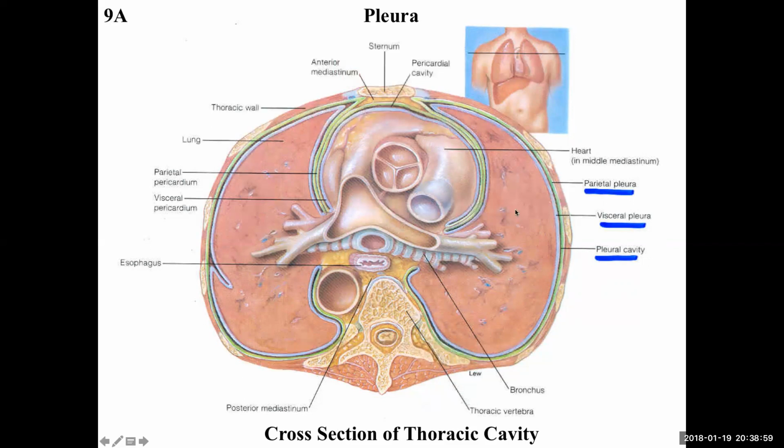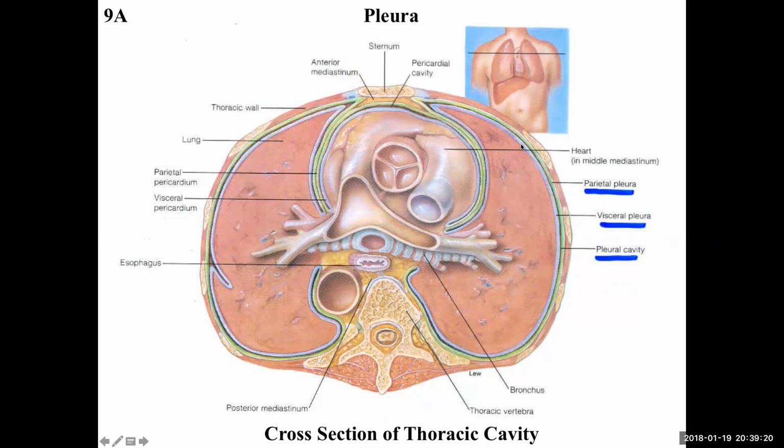This is showing us the pleura, okay? The visceral pleura is the serous membrane that actually adheres to the lung surface, okay? And the parietal pleura is going to line the wall of the rib cage, okay? And we remember that these are connected.